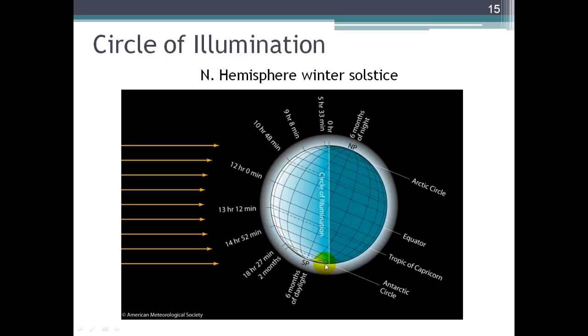So the Antarctic Circle now defines locations that receive 24 hours of daylight, and the Arctic Circle defines locations that receive 24 hours of nighttime. And we have longer days at the South Pole, and they become shorter as we move towards the North Pole.